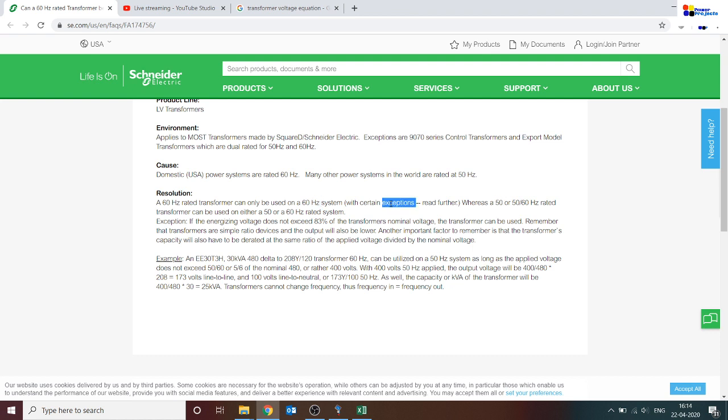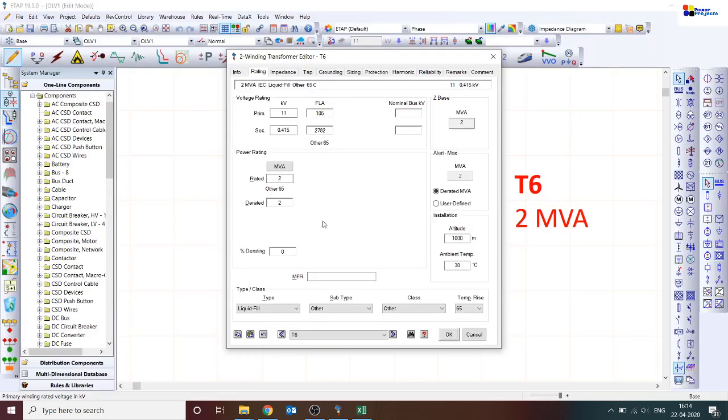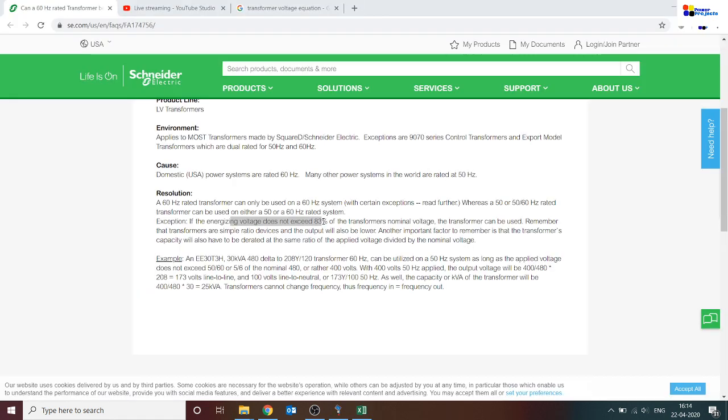Then they have given some exception. What is that exception? Yes, if the energizing voltage is reduced to 83%. What is that 83%? That is 50 by 60. If you divide 50 by 60, that is 0.833. So if you reduce the voltage on both sides to 83%, then you can use this 60 hertz transformer at 50 hertz, but only with the reduction in voltage. Remember that transformers are simple ratio devices and the output will also be lower, of course. It is not on one side, it is on both sides.